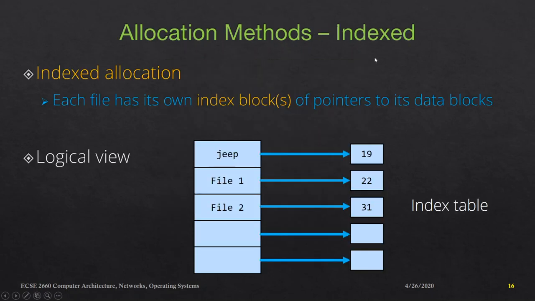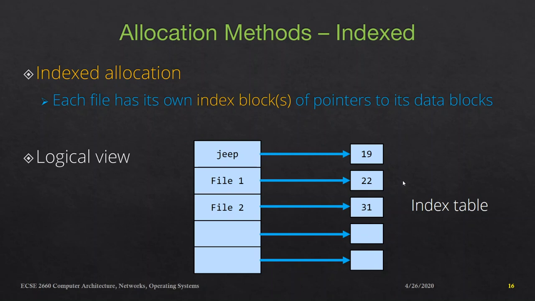Now let's talk about indexed allocation. In indexed allocation, each file has its own index block of pointers to its data blocks. As we can see over here, there are several files on the left, Jeep, file 1, file 2, and so on. In this particular index table, there is a mapping of each file to its index block. And at its index block, there will be pointers to all of its data blocks.